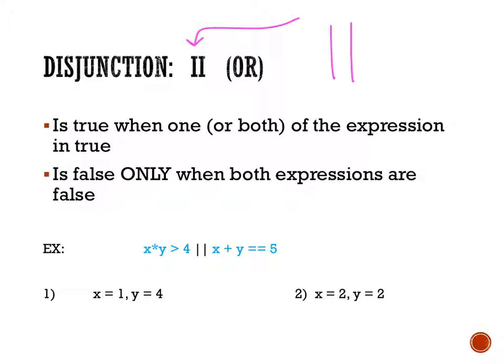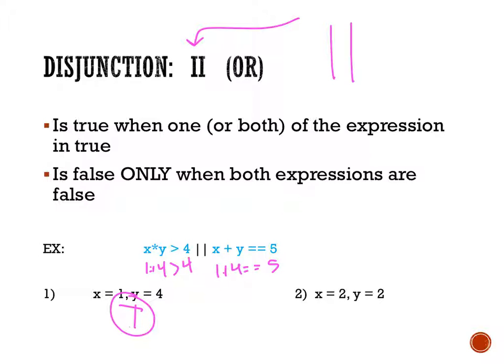You can see x times y is greater than 4, or x plus y equals 5. So this one we would have 1 times 4 is greater than 4. We know that would be false, but because 1 plus 4 is equal to 5, we have one that is false and one that is true. We just need one of those to be true, and as a result, this first statement here with these numbers will evaluate to be true.